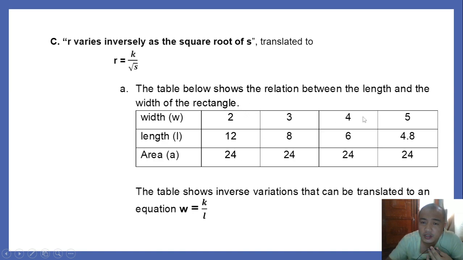Because as the width increases, the length decreases. So there is an inverse variation in this work. And from here, you can tell that the area is the same, 24. And the equation is W is equal to K over L. If you're going to solve for K, just multiply W by L. So it's equal to 24. K is equal to 24.